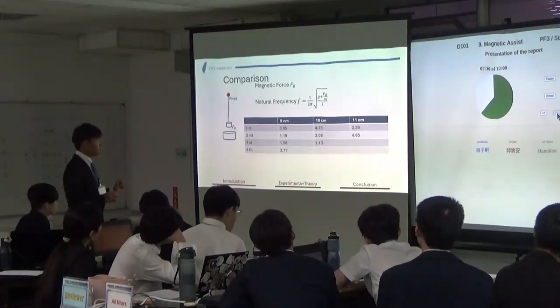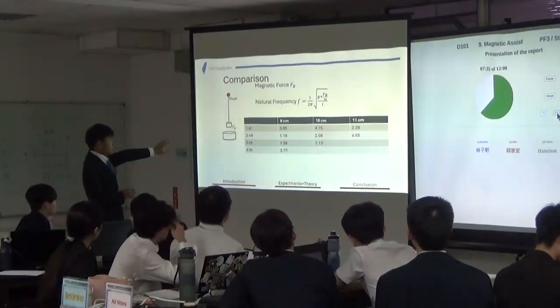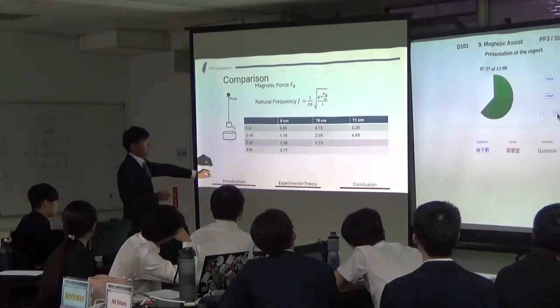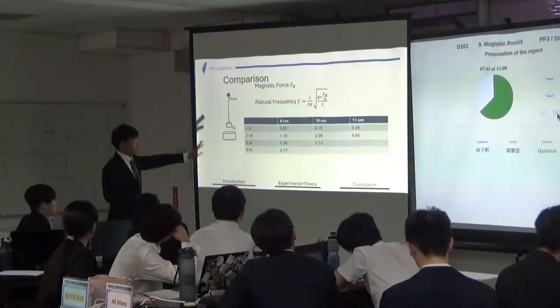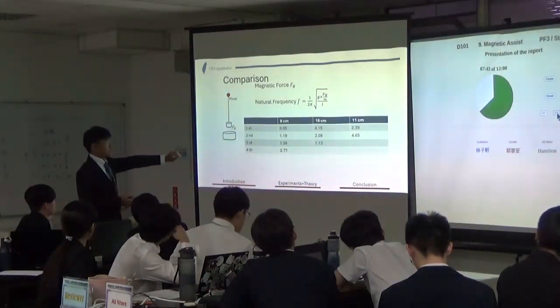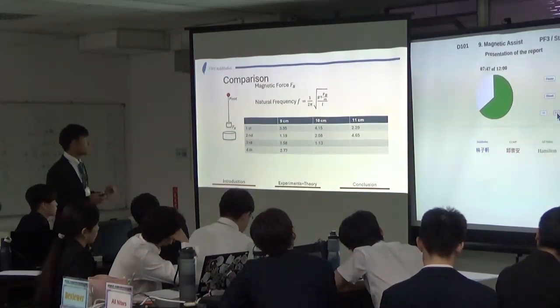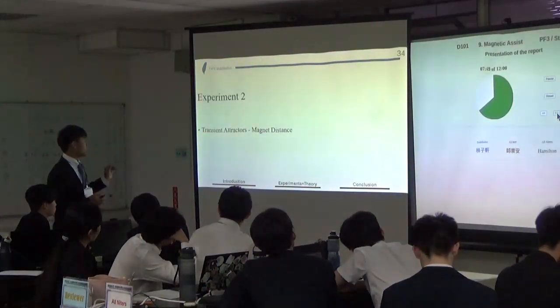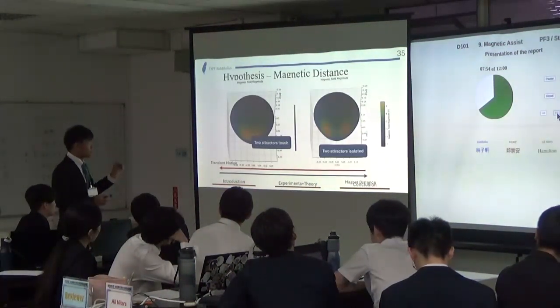Okay, so we can compare this experiment. We can see there's 9 cm, 10 cm, and 11 cm. Using the natural frequency equation right here, we can compare them at different times. We got experiment 2, the transient chaos, the magnetic distance.